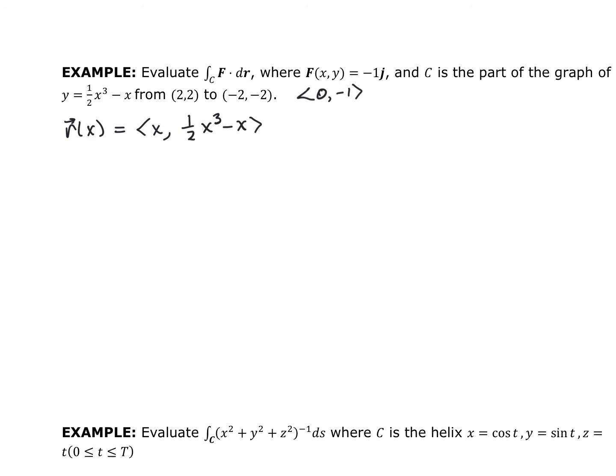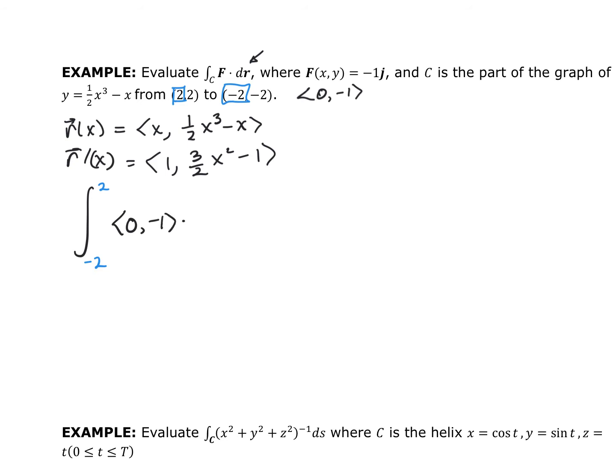I still need to find the derivative because that's this part of it. So r prime of x, the derivative with respect to x, will give me 1, 3/2 x squared minus 1. Now I'm going to integrate, and since this is with respect to x, I only have to worry about this number and this number. So I'm going from -2 to 2 of my f vector, which is 0, -1, dot product with 1, 3/2 x squared minus 1, and dx, because everything's in terms of x.